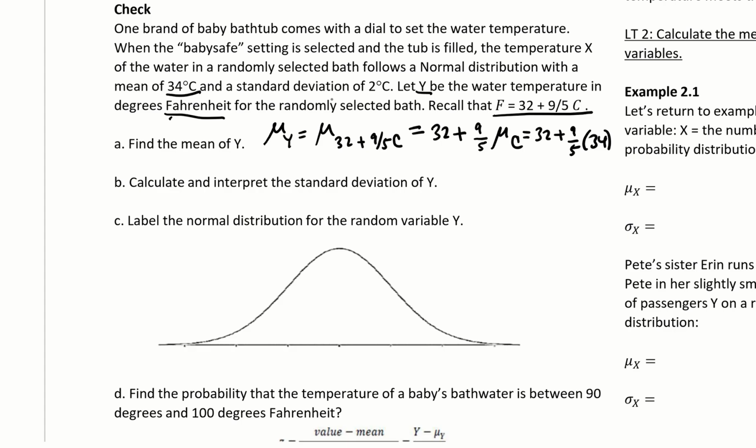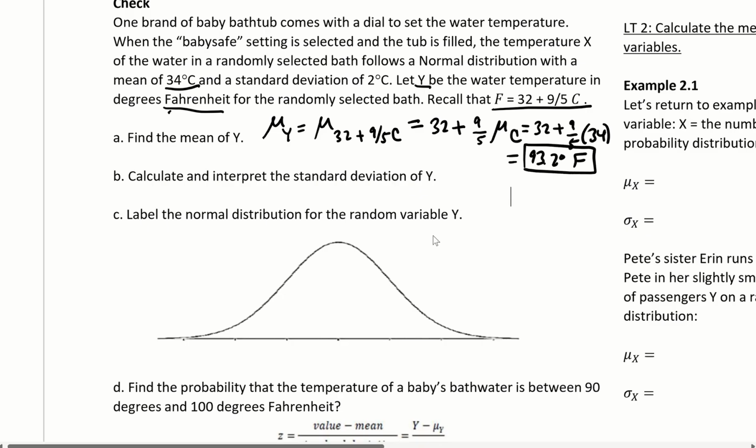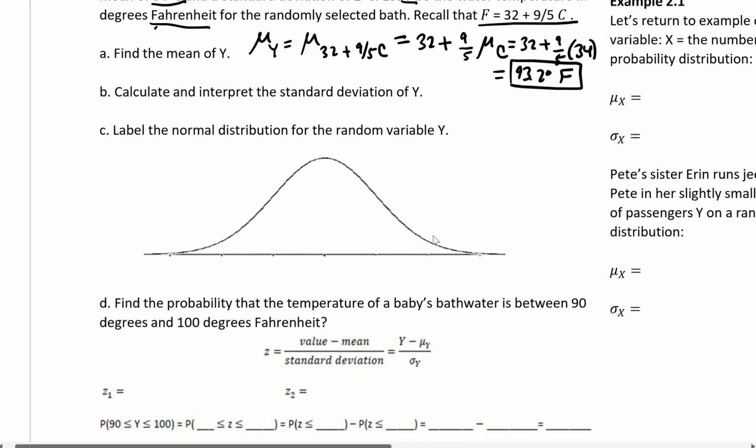So then that becomes 93.2 degrees Fahrenheit. That's the mean of Y. Now calculate and interpret the standard deviation. We're not going to write the interpretation here. I'm going to explain the interpretation, but I just wanted you to calculate it. I put interpret there, but I didn't give you enough room to do that. So it's just going to be a calculation, but we'll talk about the interpretation.